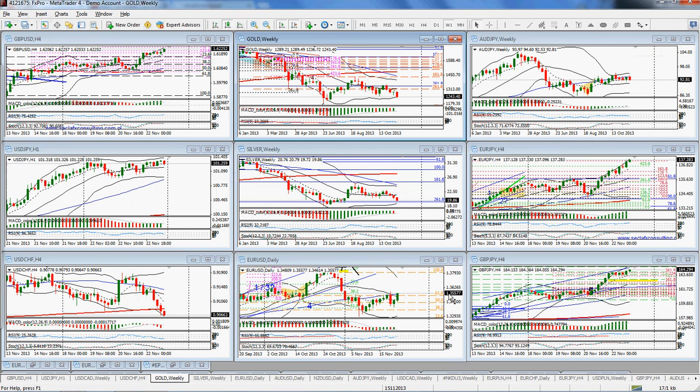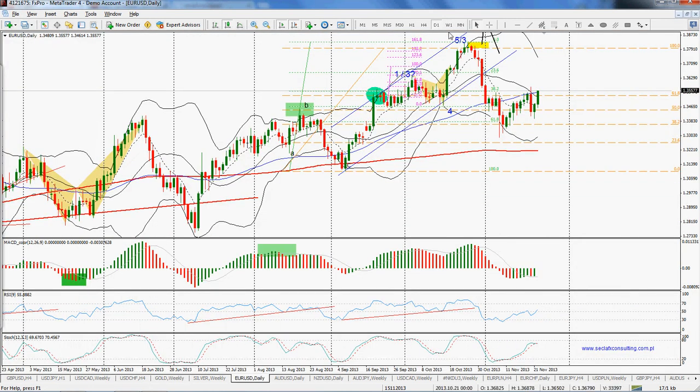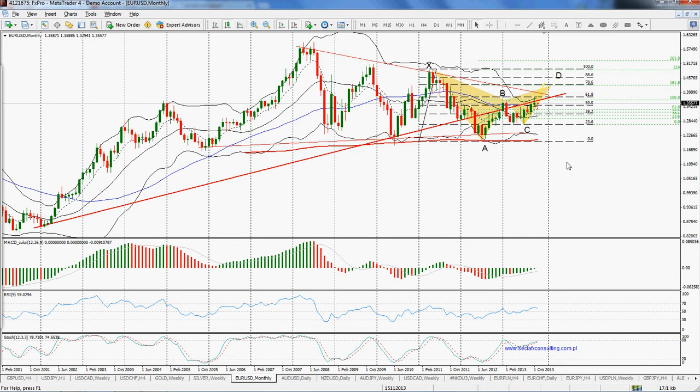We start as usual with Euro USD monthly chart. On the monthly chart, at the moment we are above the Bollinger middle band, so this is a positive. We are still below this support line, and there are chances that we will make this right arm of this butterfly pattern. Okay, MACD tries to break the zero line, so this is what I can see at the moment on the monthly chart.